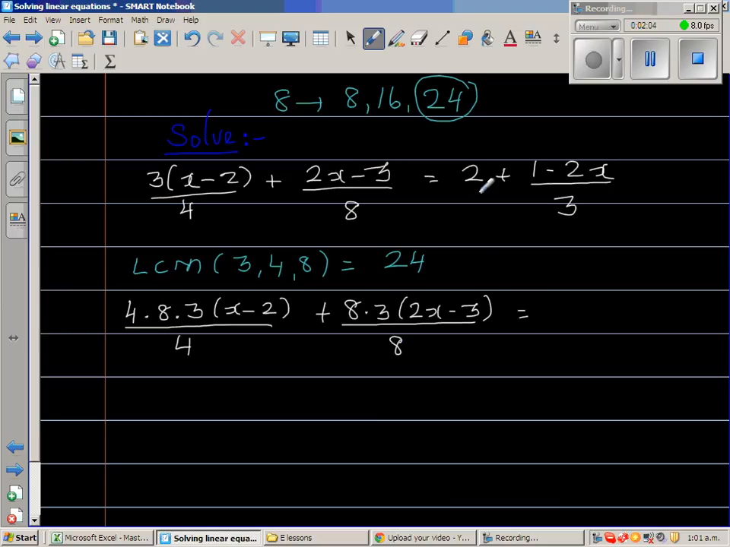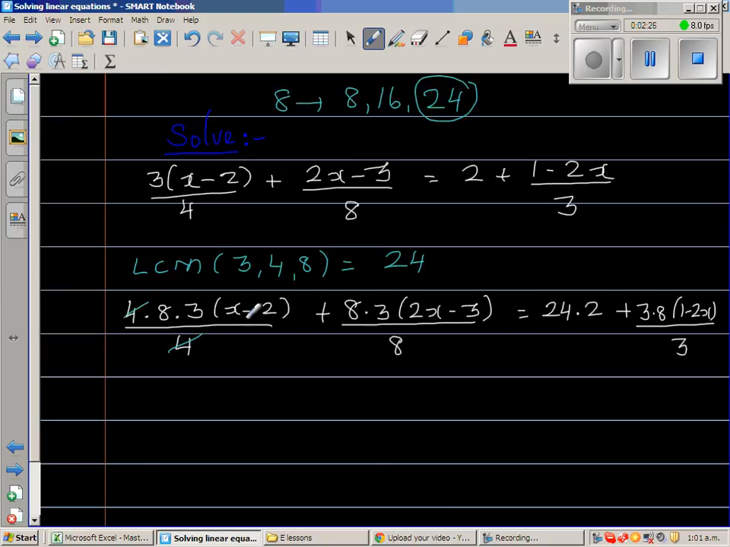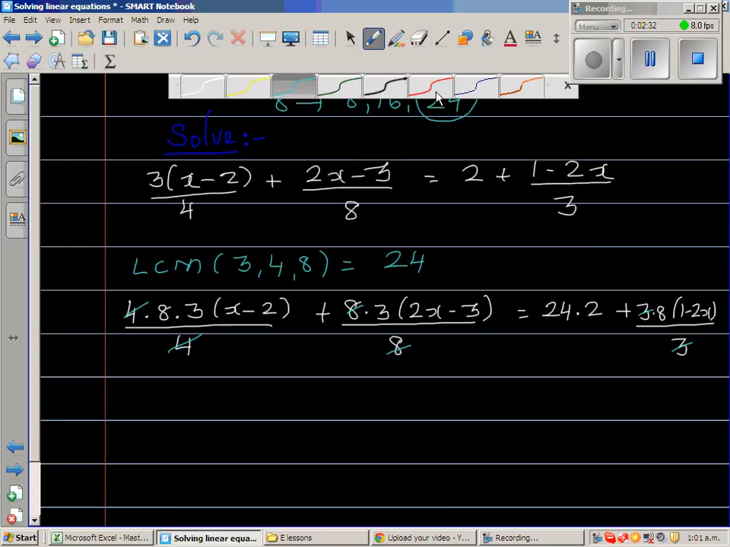Next I'll multiply 2 by 24, so this is 24 times 2, plus this term. I'm going to write 24 as 3 times 8, times (1 minus 2x) over 3. So what happens now? The 4 and 4 get cancelled, the 8 and 8 get cancelled, and the 3 and 3 get cancelled. So we have eliminated the denominator.